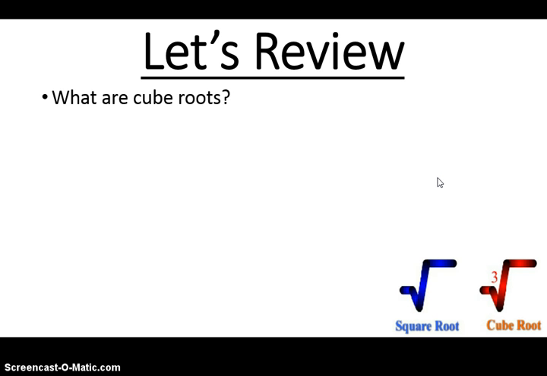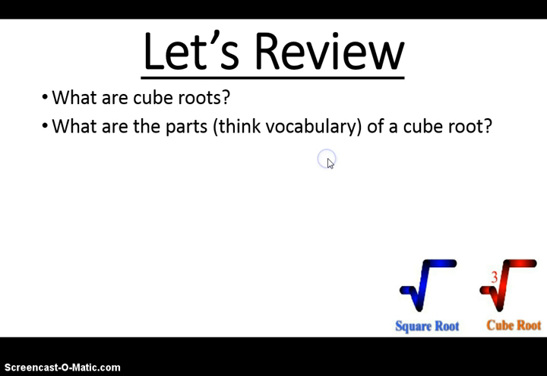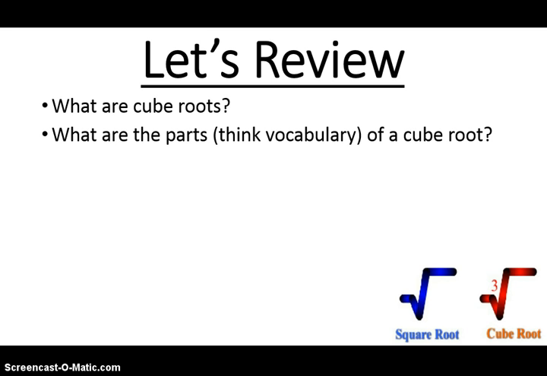We learned that cubed roots are a number that can be multiplied by itself 3 times to equal the given number in the radicand. We also learned that cubed roots have 3 parts. Like square roots, they have the radical sign, which you can call the square root symbol or the cube root symbol. They also have a number in the radicand, but the cube roots are different because they have an index of 3.